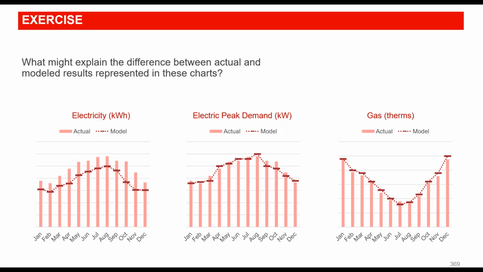So what might be explaining that? Well, maybe we're looking at longer hours of operation or equipment that are different from what we scheduled in our original model. And so we need to be able to do that.